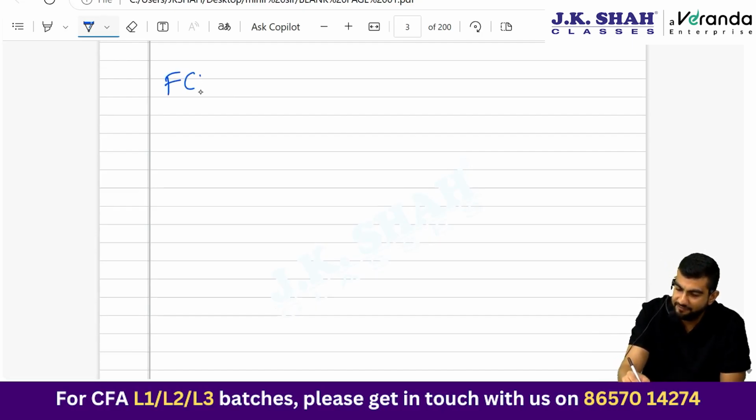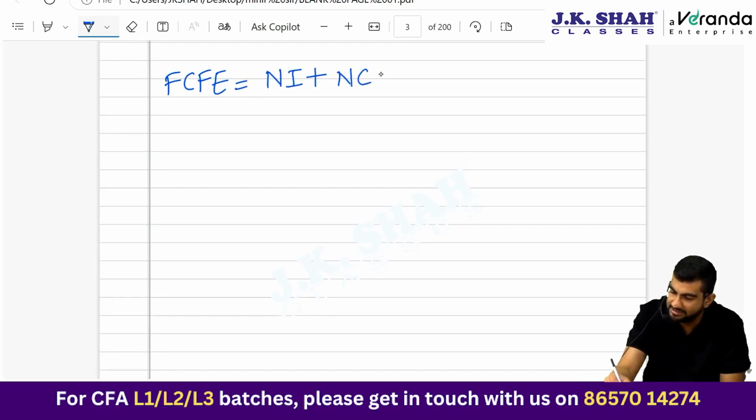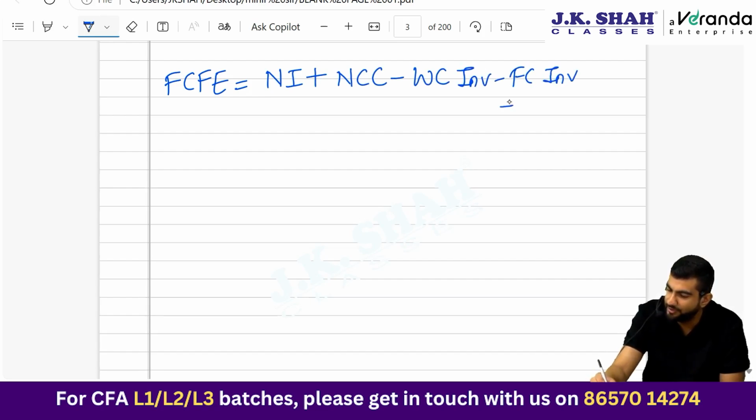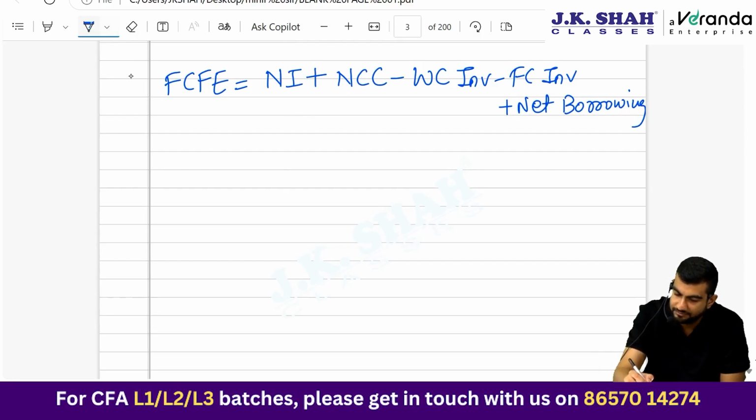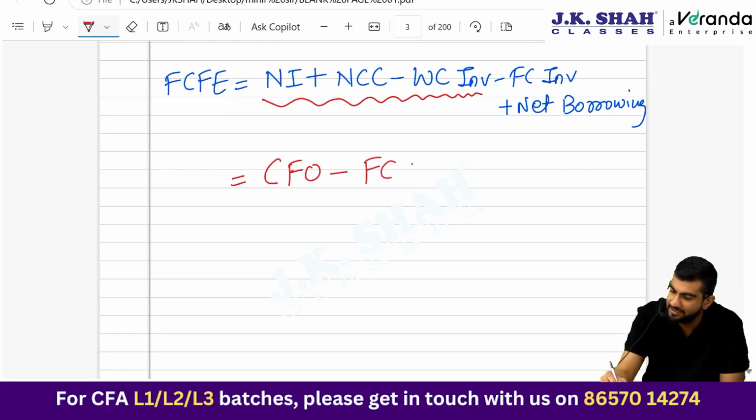FCFF and FCFE, if you remember, free cash flow to equity will be what? Net income plus non-cash charges minus working capital investment minus fixed capital investment plus net borrowings. Remember? Okay, I can write this in one more way. This I will write as CFO, cash flow from operations minus fixed capital investment plus net borrowing.